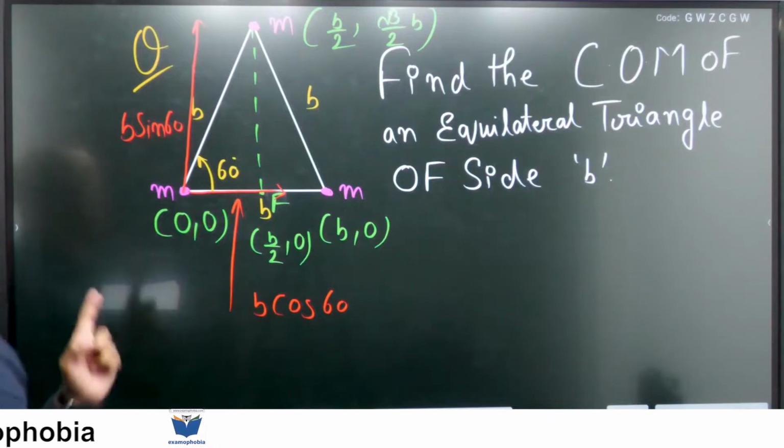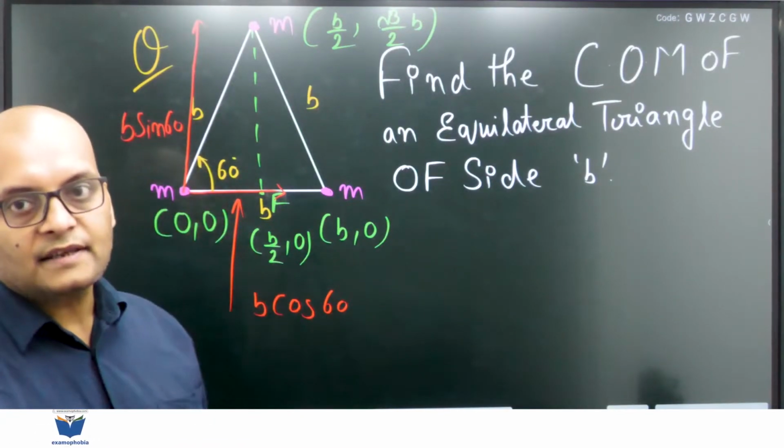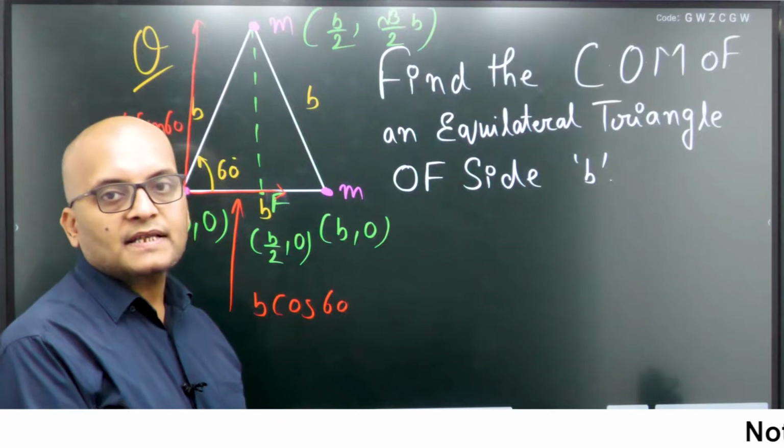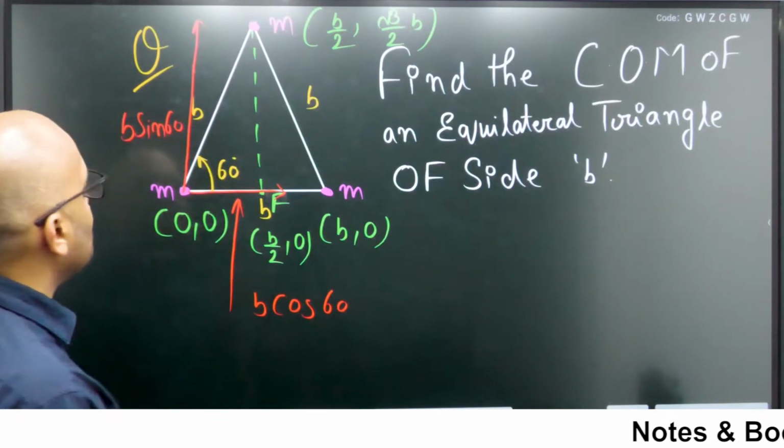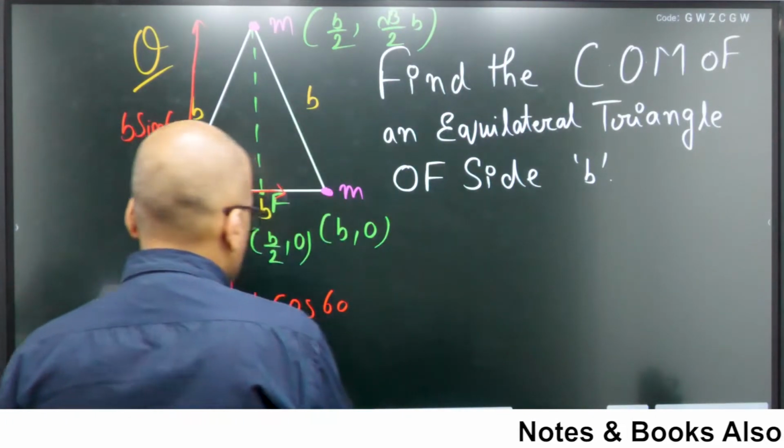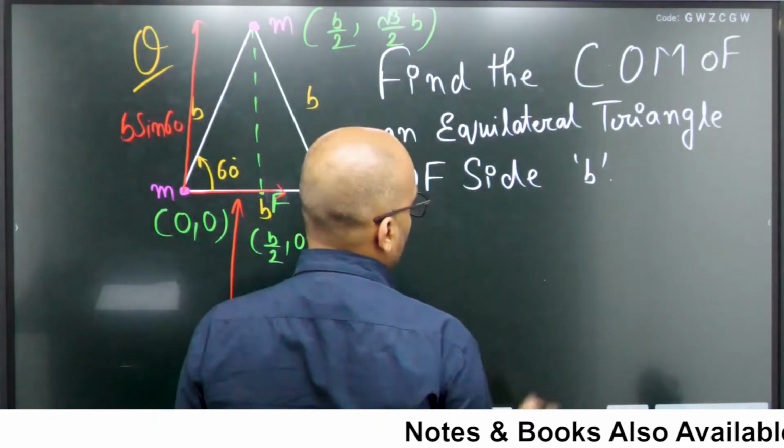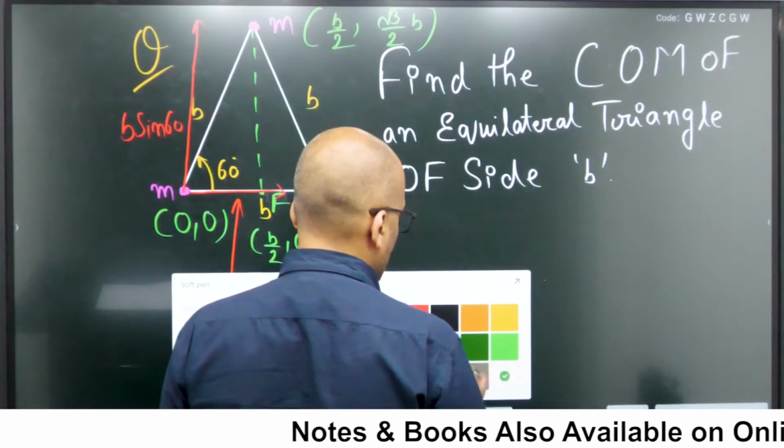These are the coordinates of all the three masses. Now it is very simple for us. We can simply find out the coordinates of the center of mass.